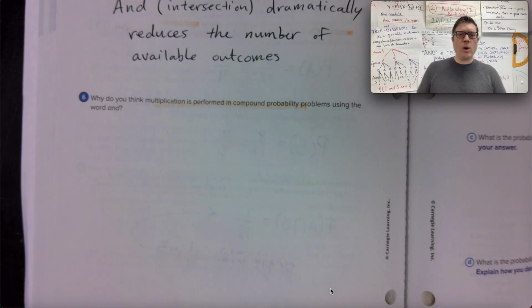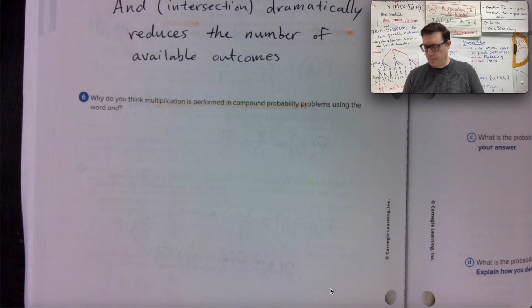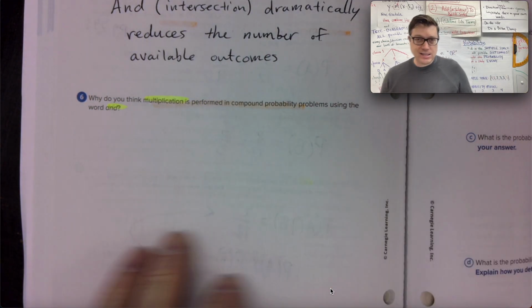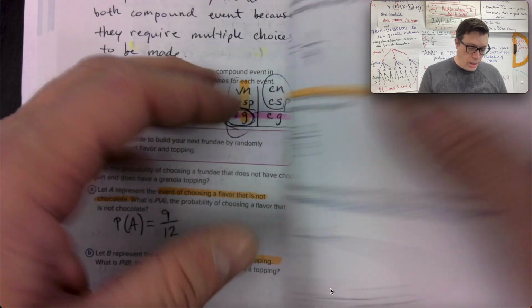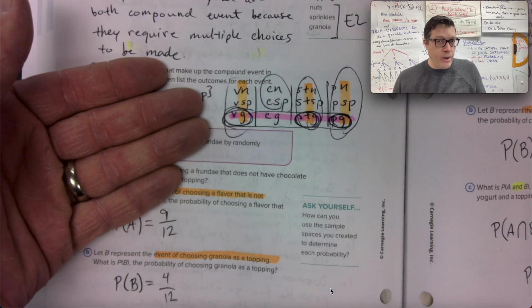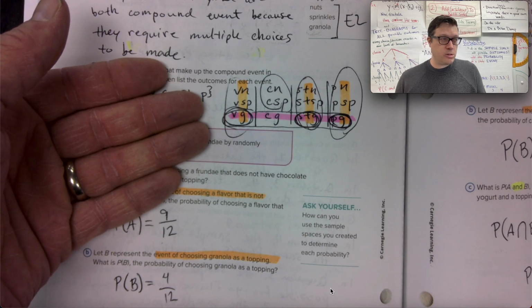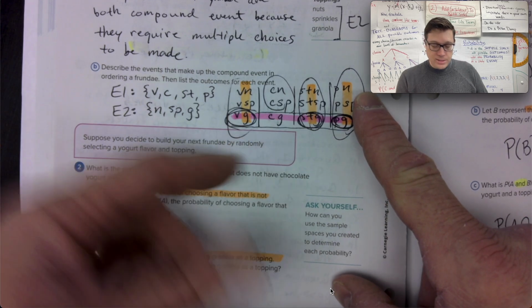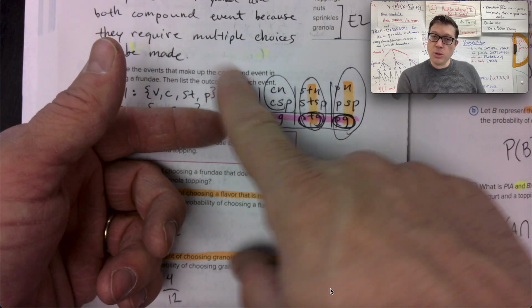Last one, question 6. Why do you think multiplication is performed in compound probability problems using the word and? Again, and in probability means multiply. And we saw that in this model on page 792 in those videos. It kind of looks like an area model, right? Think back to your 6th grade multiplication math days. When you have an arrangement of items and an arrangement of items, you multiply.